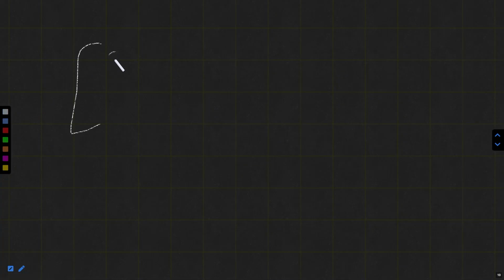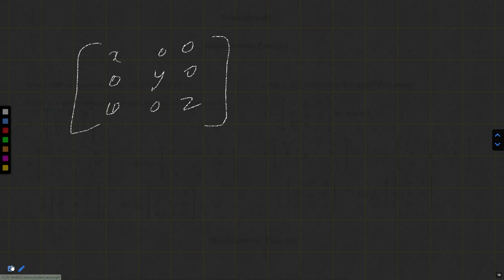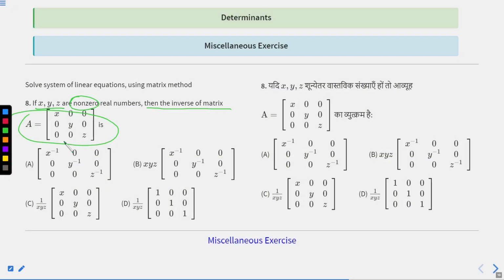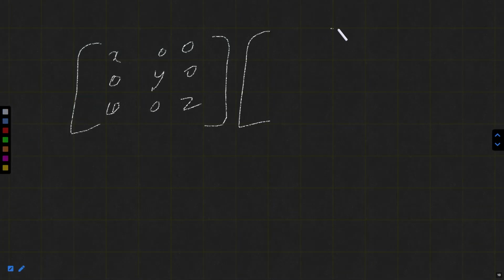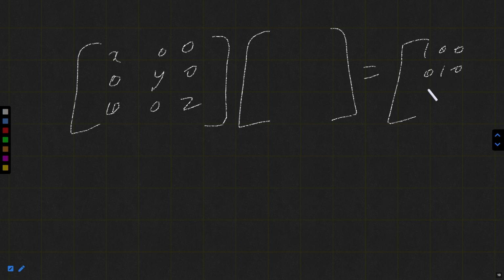So this means x 0 0, 0 y 0, 0 0 z. This is our matrix. Now I want a matrix here such that the product will be 1 0 0, 0 1 0, 0 0 1. Yes or not? I want this thing.